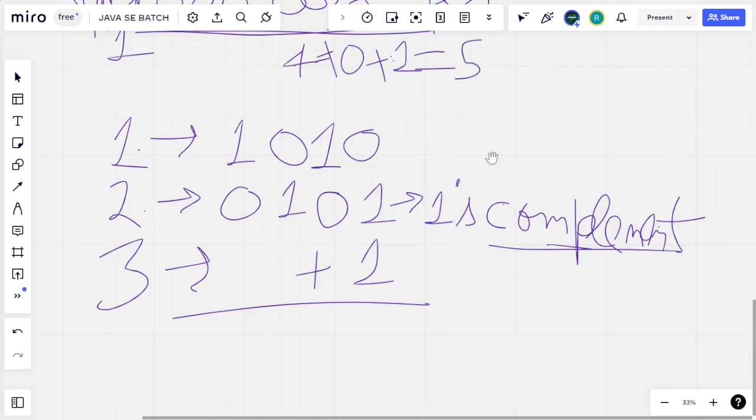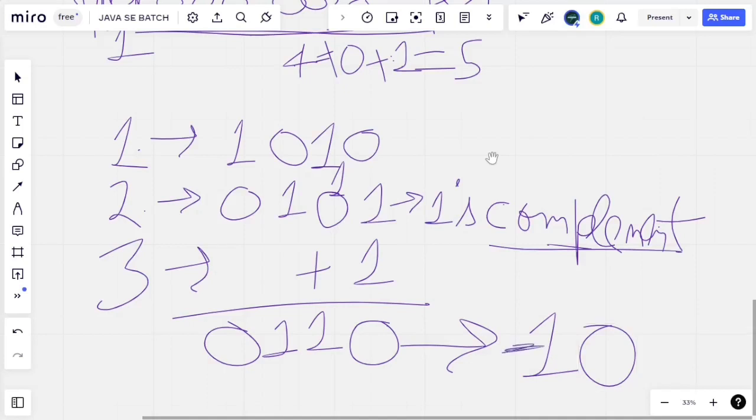So when we do 1 plus 1, what we will get? 1 plus 1, you will get 10. So you'll get 0 here. 1 will be carry forward. You'll be getting 1 plus 0. This will be 1, and then you will get 1 again, you will get 0, right? So this is the negative representation of 10 in binary.